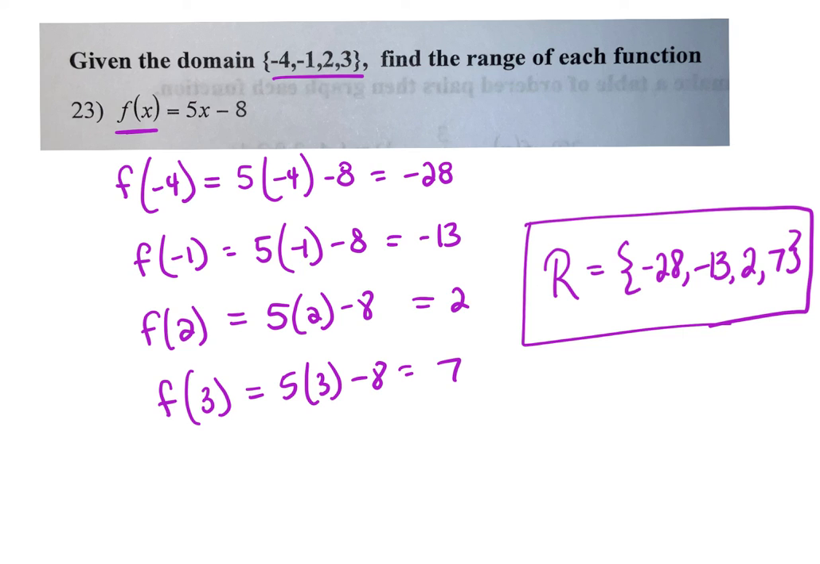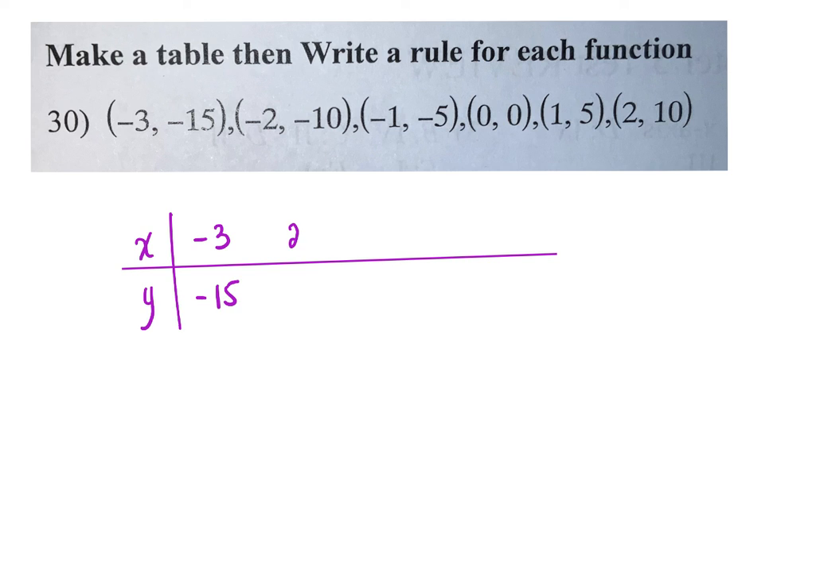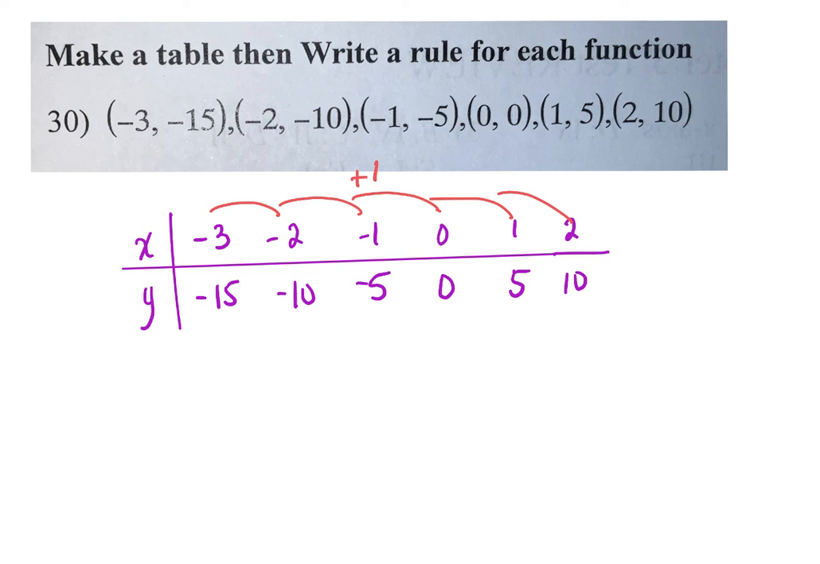And then the last thing we did was we established what the rules were for these. It says make a table and then write a rule for each function. So for this table, we actually did an x and y this direction here. So we have x's and y's, and we are looking for relationships here between my x's, between my y's, between my x's and my y's. All right. And so you can see that these are going up by ones, right? These are going up by 5.